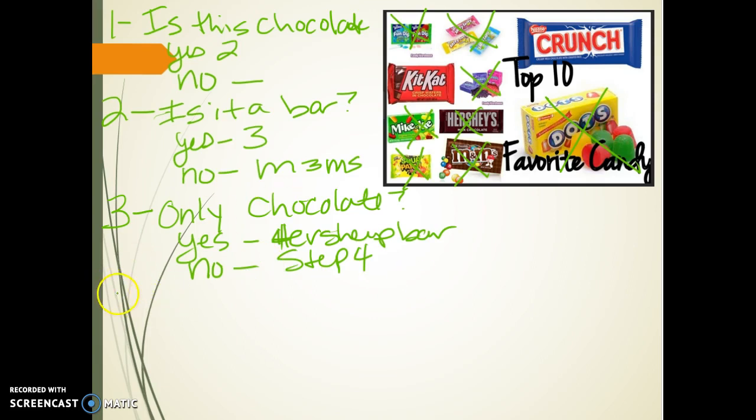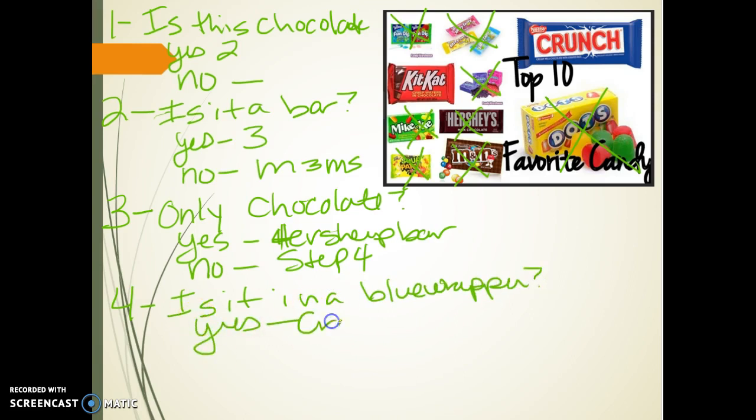So now, step 4, we can also look at things like packaging. Is it in a blue wrapper? Question mark. If it's yes, it's a Crunch bar. If it's no, it's a Kit Kat. We are down to those 2. And we have created that dichotomous key that specifically identifies each of those chocolates.